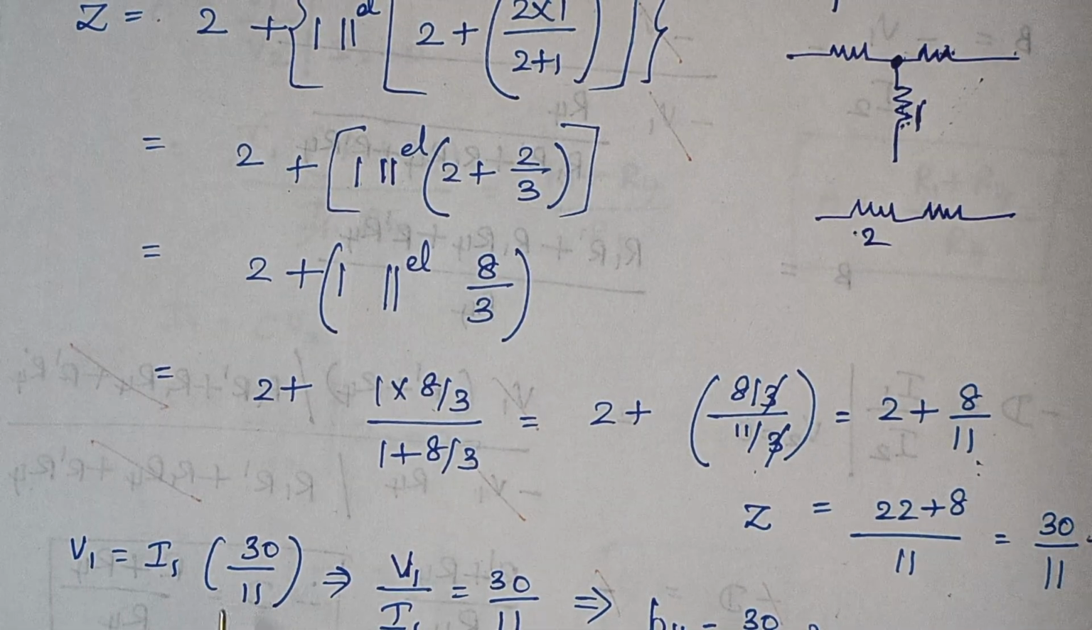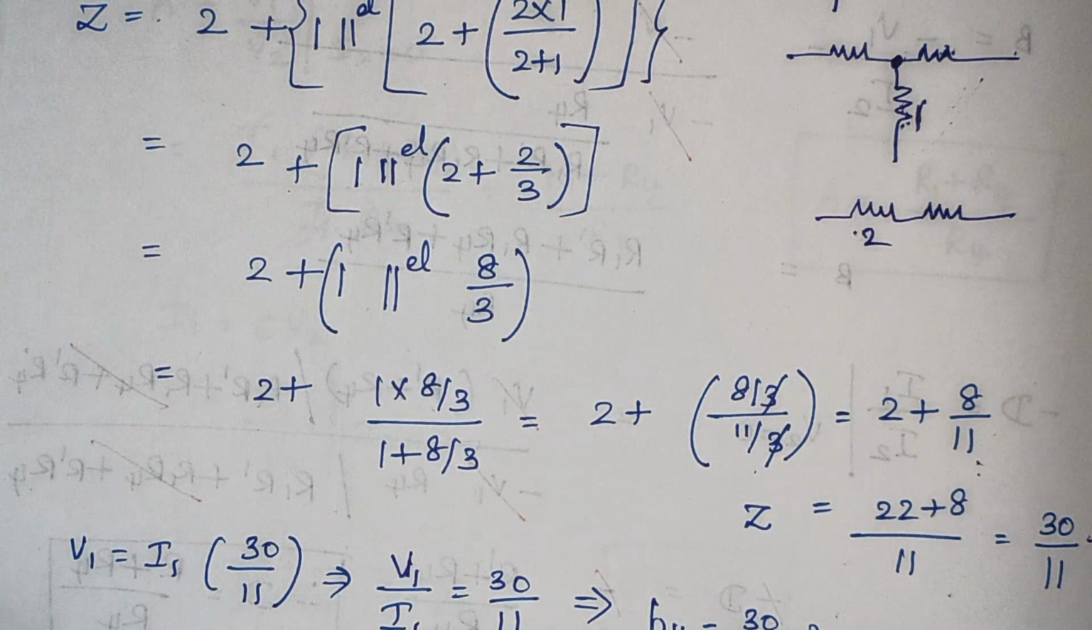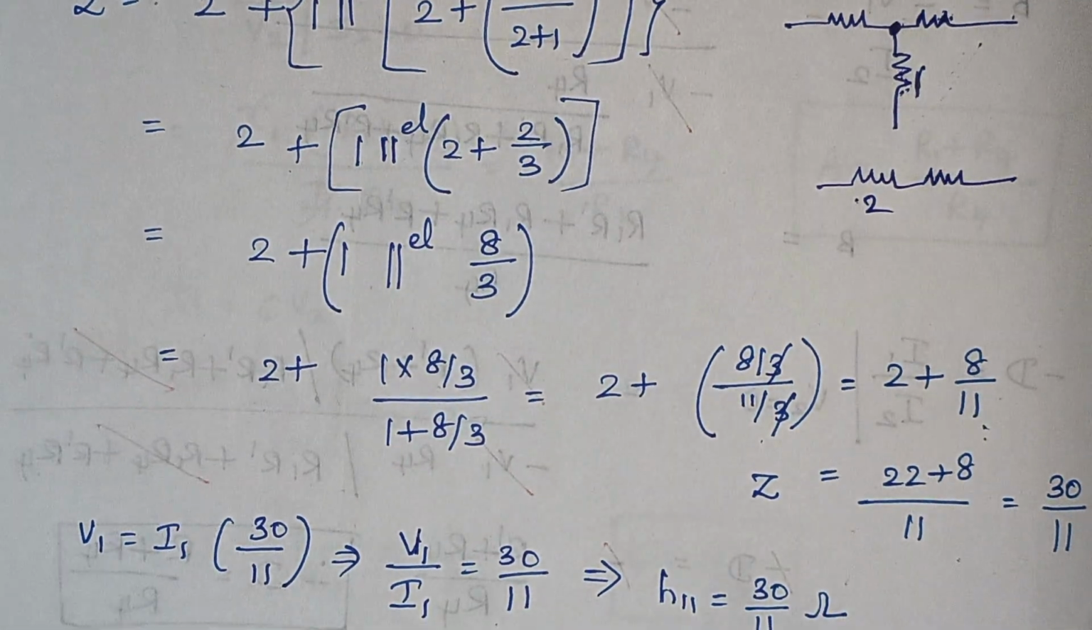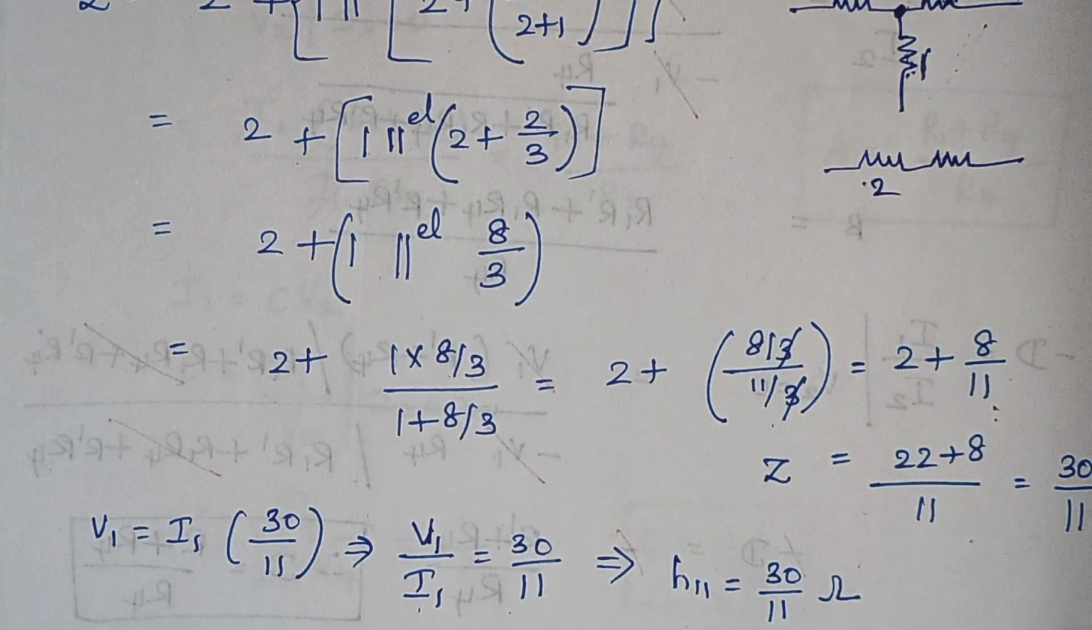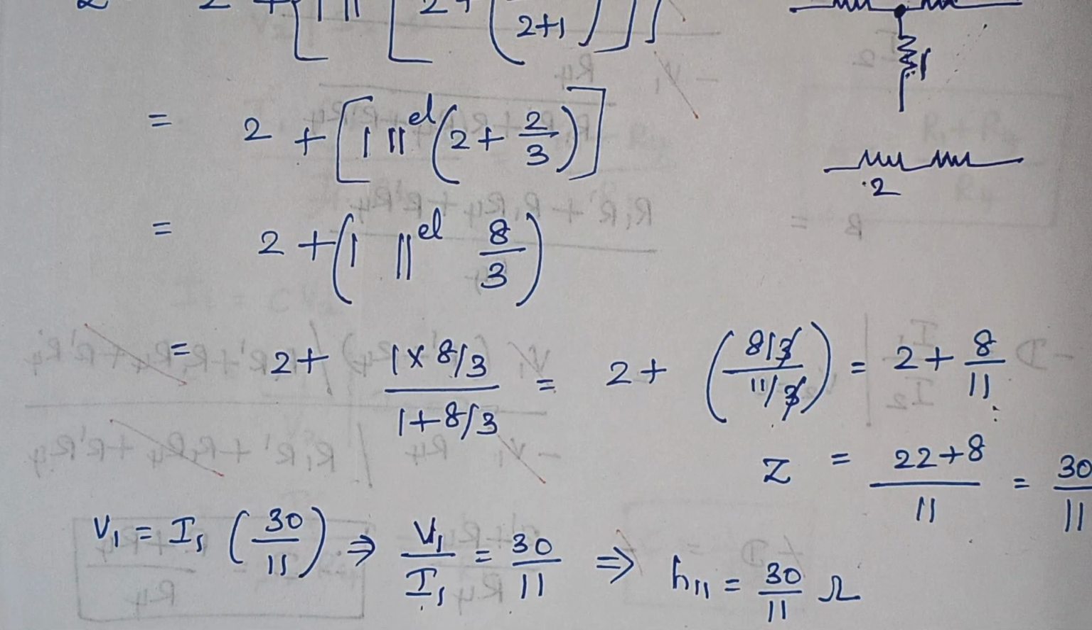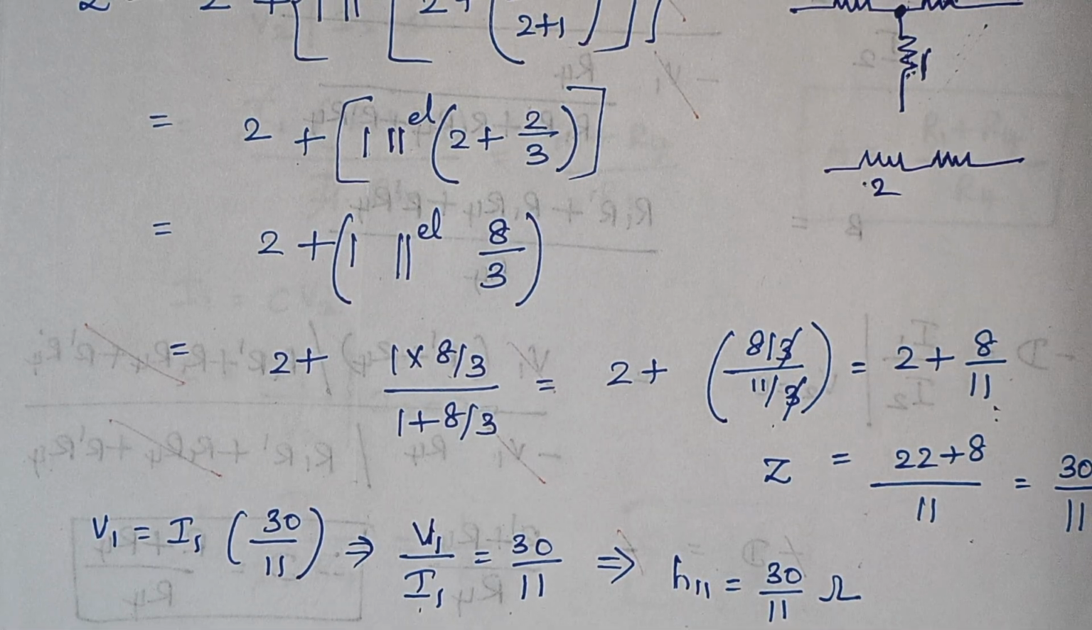But what we actually need is the ratio of V1 by I1. So just rearrange it. V1 by I1 is 30 by 11. This V1 by I1 is nothing but H11, which is 30 by 11 ohm, because it is the ratio of voltage to current. Now we will proceed to finding H21.